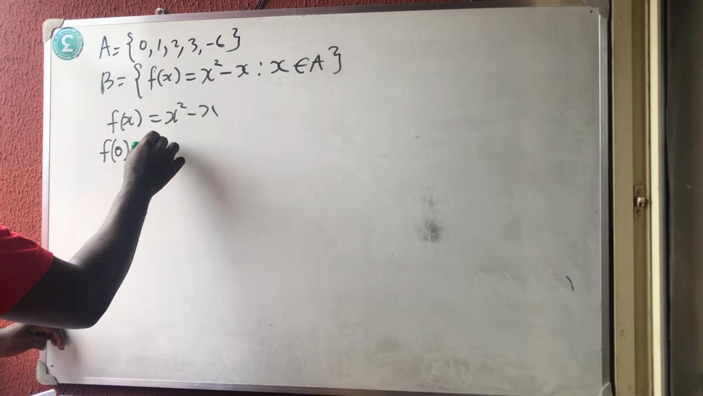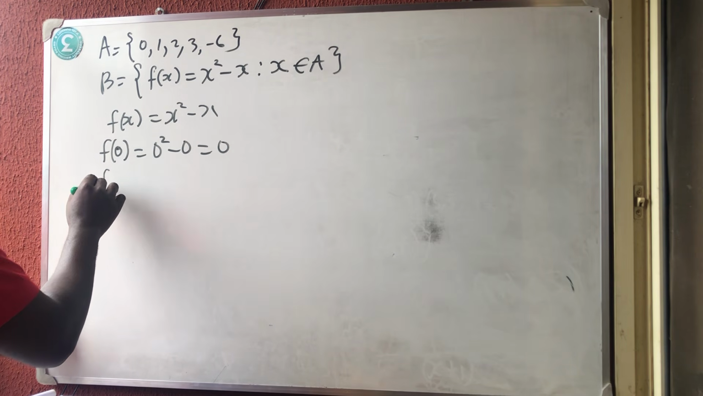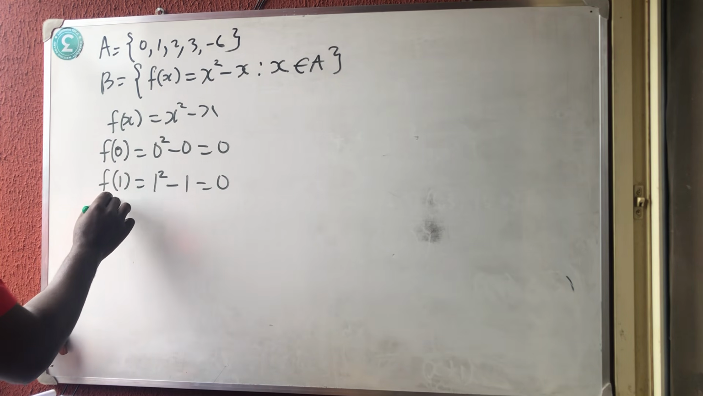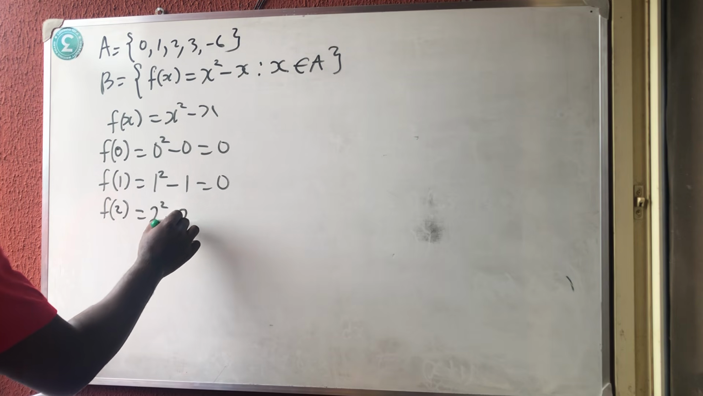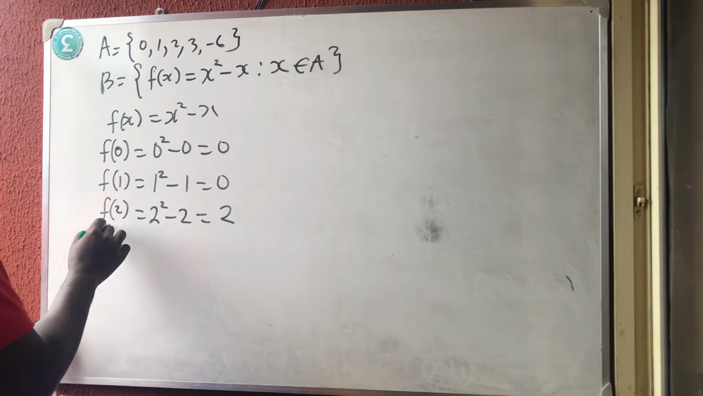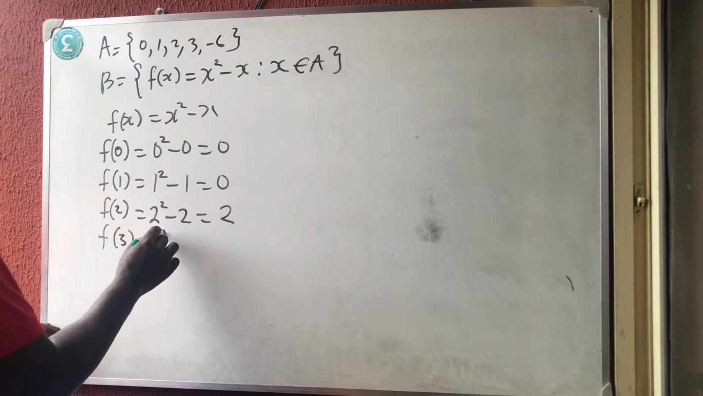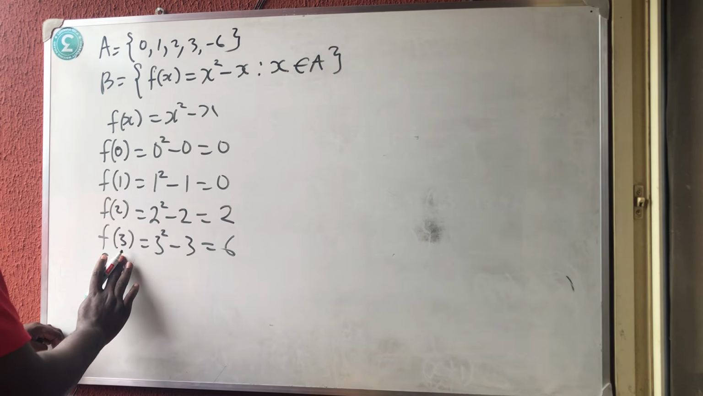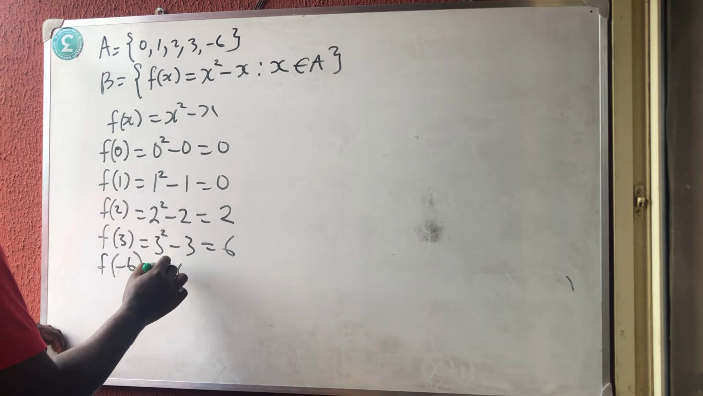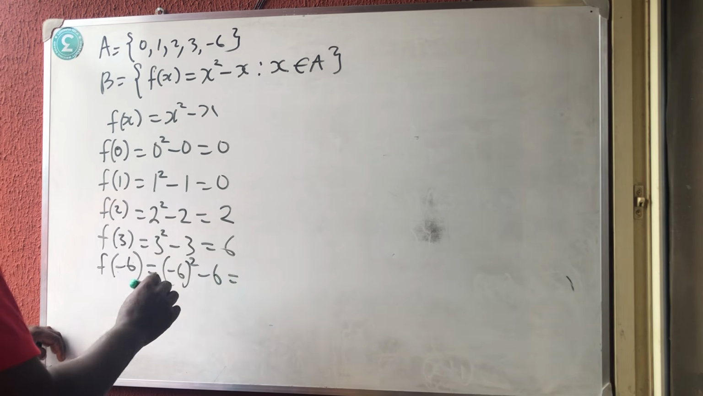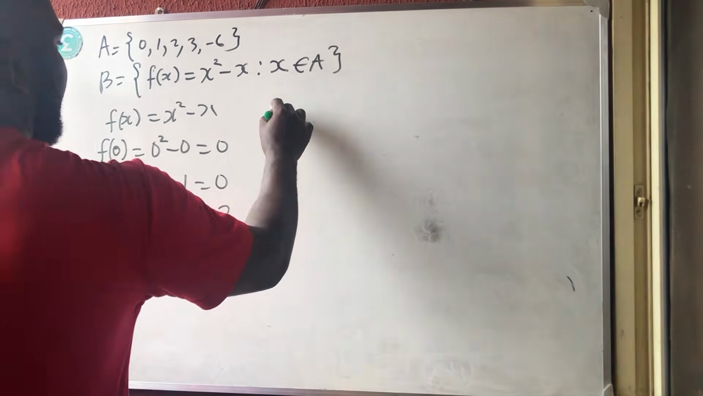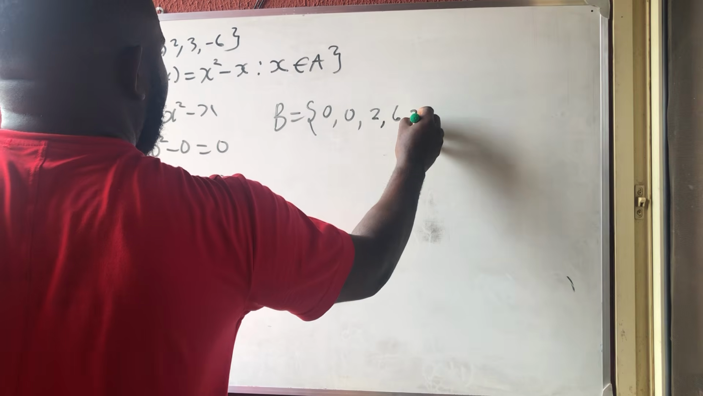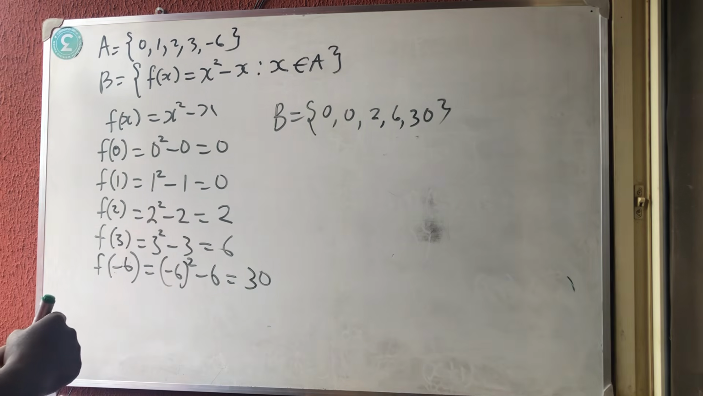So the thing we'll do is what? F of 0 will give us 0 squared minus 0, which is 0. The next one, f of 1 is giving us 1 squared minus 1, which is 0 again. The next one, f of 2 is giving us 2 squared minus 2, which is 4 minus 2, which is 2. F of 3 is 3 squared minus 3, which is 9 minus 3 is 6. The next one is f of minus 6, which is minus 6 all squared minus 6, which is 36 minus 6 is 30. So B is 0, 0, 2, 6, 30. So that is that.